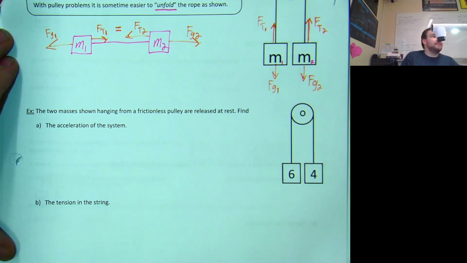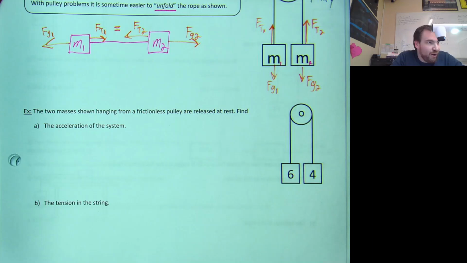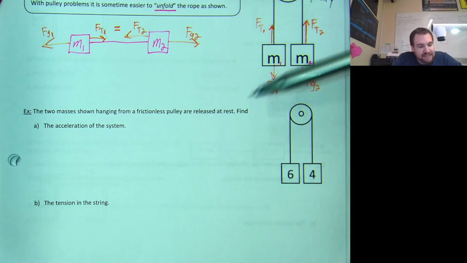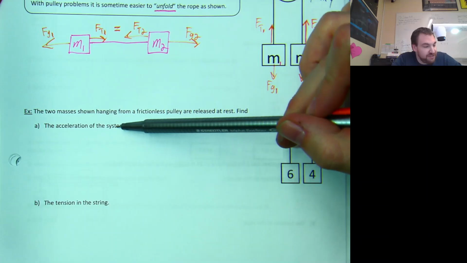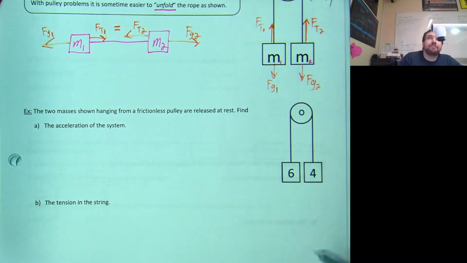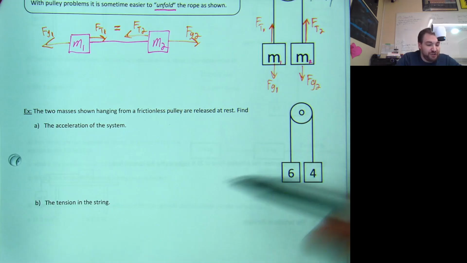Two masses. And this will be the last thing we do. I know I'm pushing you guys right to the bell. I've got two masses shown hanging from a frictionless pulley, and they're released from rest. We want to find the acceleration of the system and the tension in the string. So this is what we've got. Sorry, string, not spring.